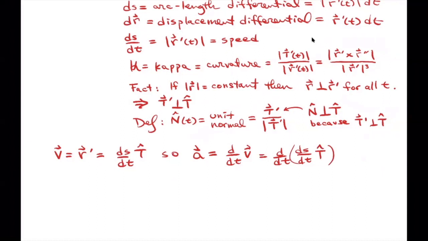So you can say this is d2s over dt squared, the second derivative of arc length, times t, and then plus ds over dt times t prime. Now I'm not putting a hat on it anymore because there's no reason to think that'll be a unit vector anymore.